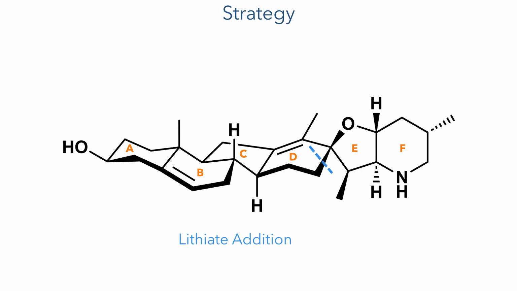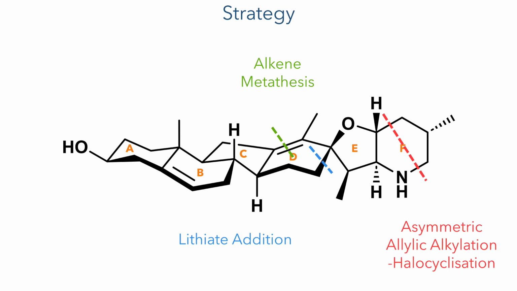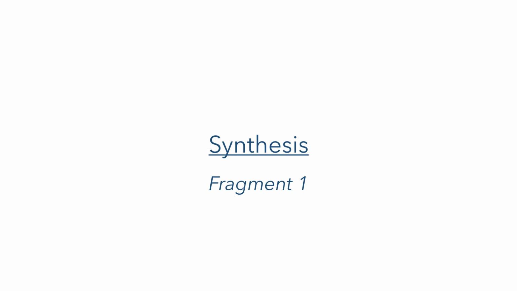To construct the spirocyclic centre, they would use a lithiate addition, while the central alkene could be generated using alkene metathesis. To form the F ring with the correct stereochemistry, they would use an asymmetric allylic alkylation, followed by halocyclisation. So let's start with the synthesis.